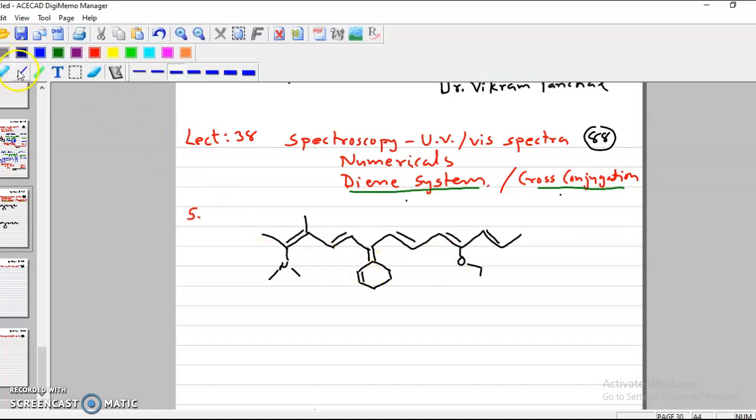Here we can see this is a system of two alternate double bonds. One is in the ring, one is outside the ring. So this is one of the systems. When one double bond is outside the ring, it is considered an acyclic Diene system, or open chain Diene system. So we can consider this as acyclic or open chain Diene system.